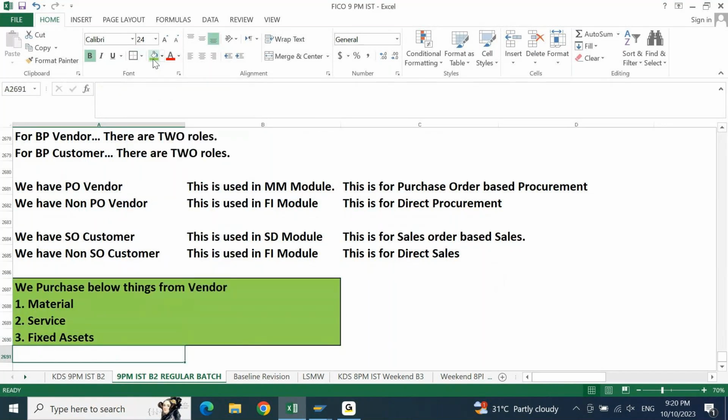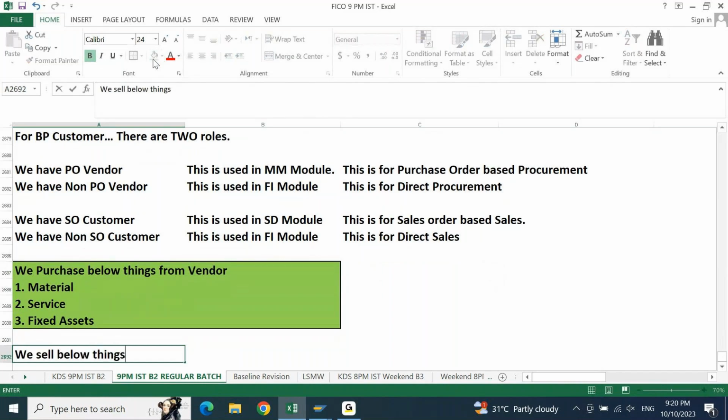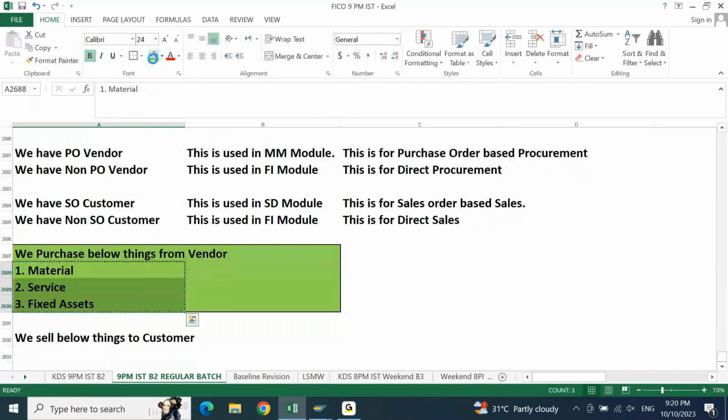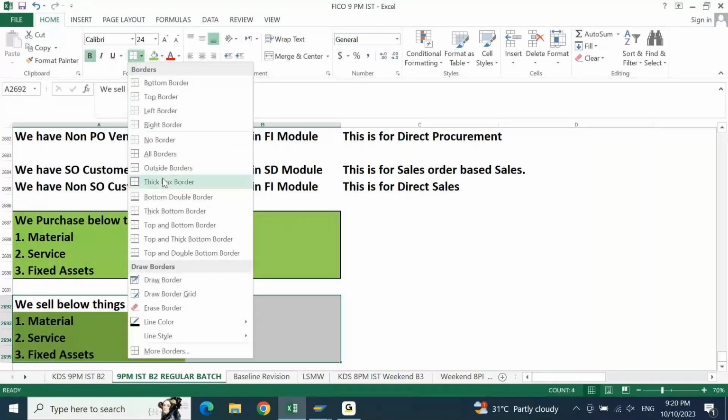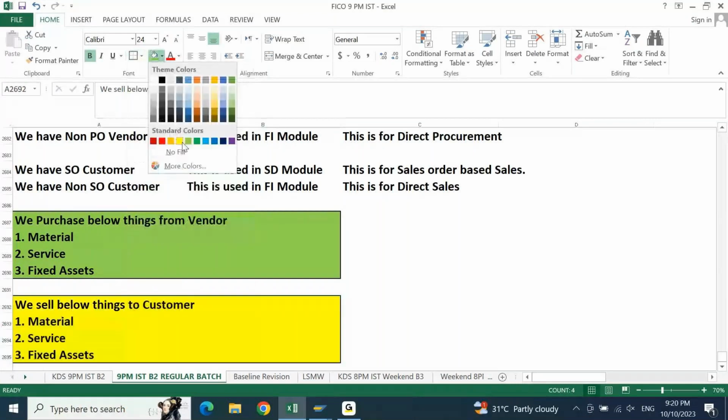And similarly, we sell the below things to a customer. Same things. You can sell the same points to the customer also. First, we need to have a basic idea and understanding, then it will be easy for us to connect to the practical points, practical scenarios.